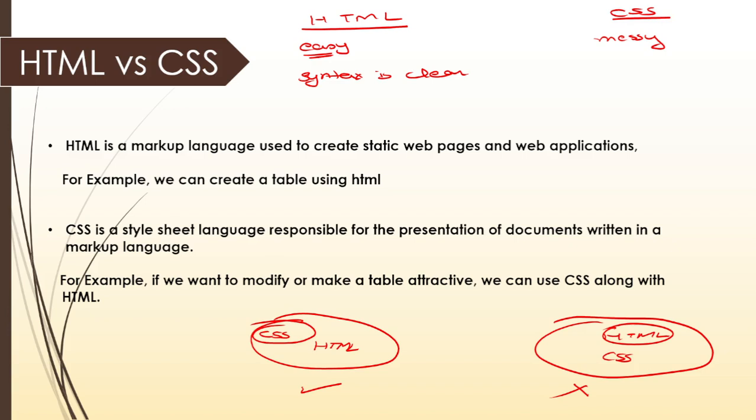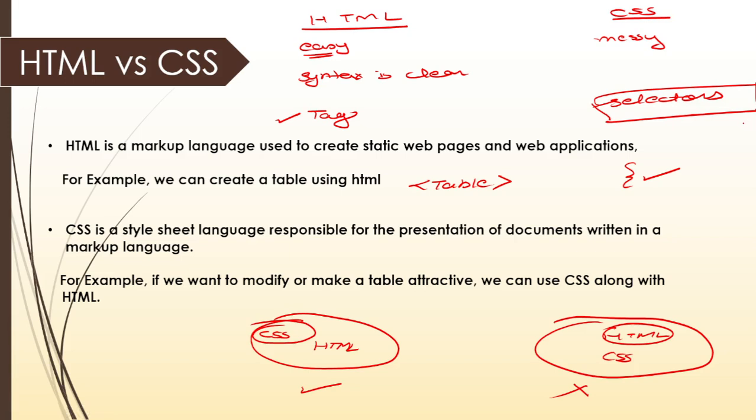The next statement I would like to add is that HTML uses tags. In HTML, we always use tags, whereas in CSS, we always use selectors. Remember this point. In HTML, for example, we use the table tag, and in CSS we always use selectors. We will discuss selectors in a later video, so stay tuned.